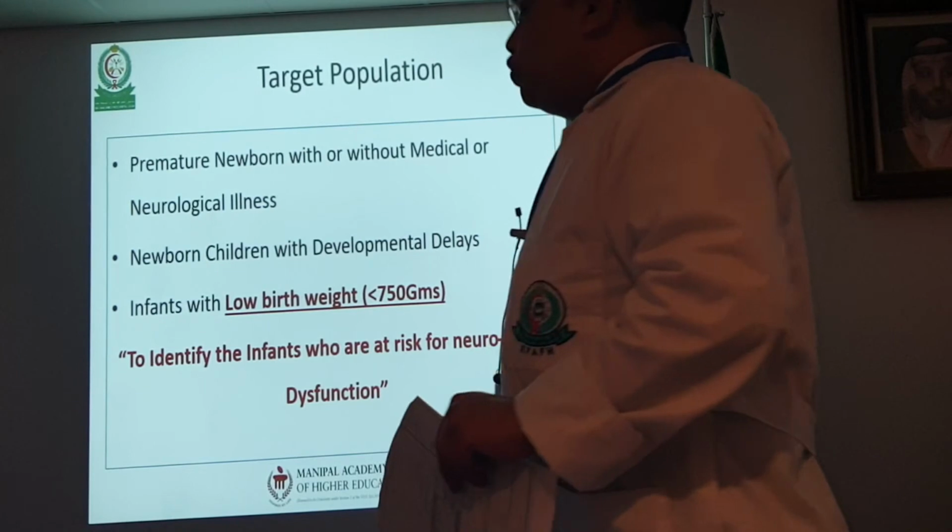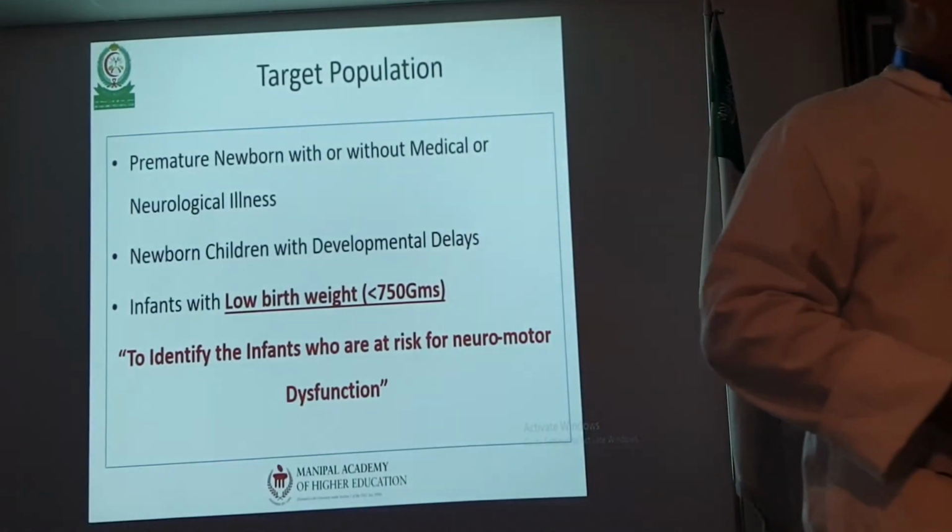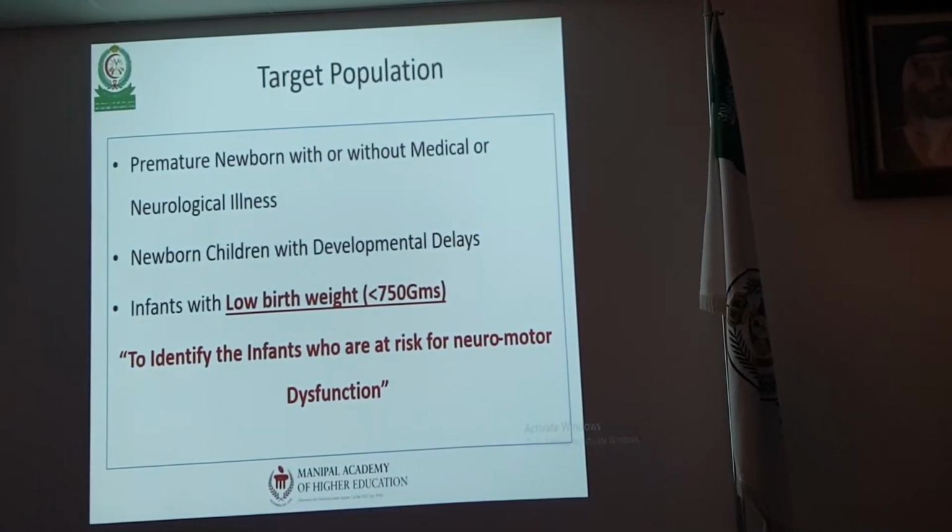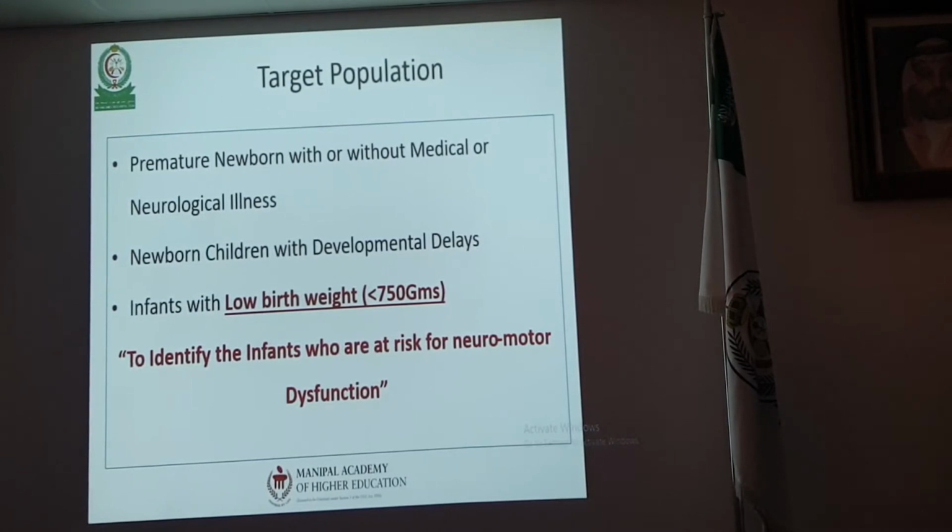Okay. So who can be targeted through the InfANIV? The target population is premature newborn children who have medical or no medical complications, or who have neurological or no neurological complications. They can be targeted. Or normal newborn children who have a history of developmental delay can be recommended for evaluation. Or a newborn who has been born with less than 750 gram birth weight can be recommended.